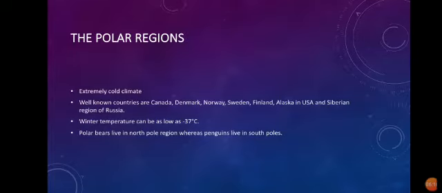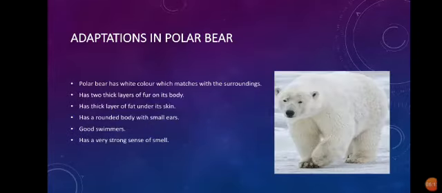Now let's discuss the adaptations in polar bear. As you can see over here in the slide, this is a picture of a polar bear, white color polar bear. Now what are the adaptations? This polar bear is a large white bear which lives in the north polar regions of the earth, right? The polar bear feeds mainly on fish and seal. What is seal? Seal is a kind of aquatic mammal.